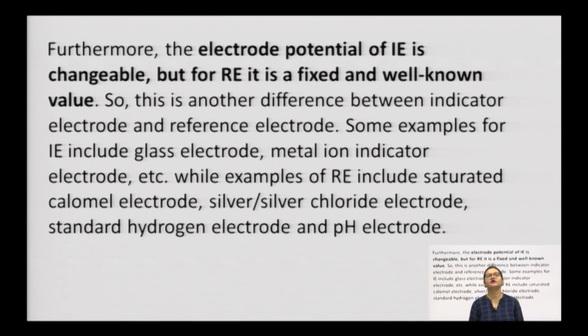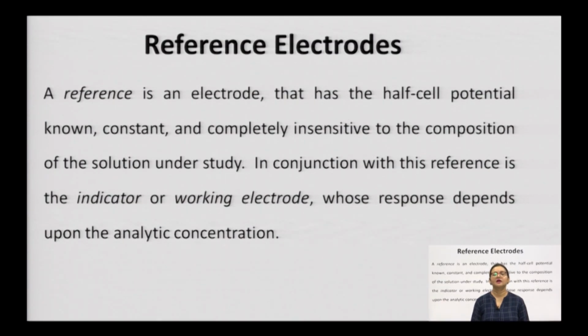Some examples of indicator electrodes include the glass electrode and the metal ion indicator electrode or metal ion membrane indicator electrode, we can say. While examples of reference electrodes include the saturated calomel electrode, silver chloride electrode, and standard hydrogen electrode. Then we shall study in depth about the reference electrode and its types.